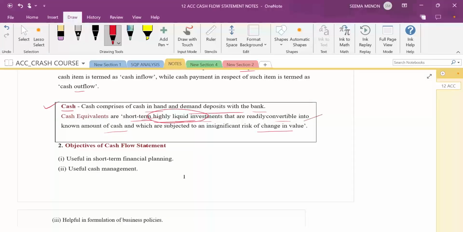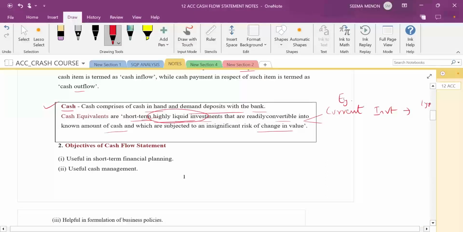If we discuss cash and cash equivalent, what are the examples of cash equivalent? Current investment, investment for less than 1 year. But for the cash flow statement, instead of 1 year it will be 3 months maximum. Current investment can be one. Then the next one is e-rupee. It is also a part of cash and cash equivalent, from last year onwards.